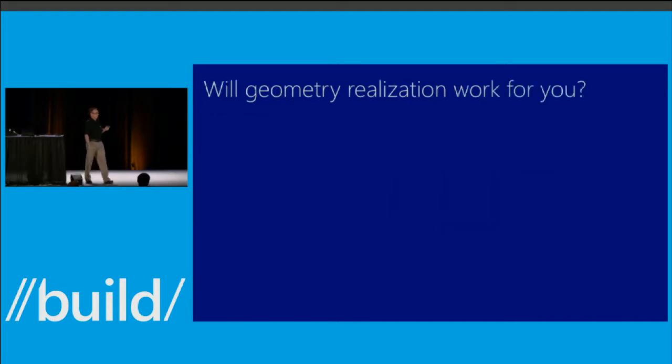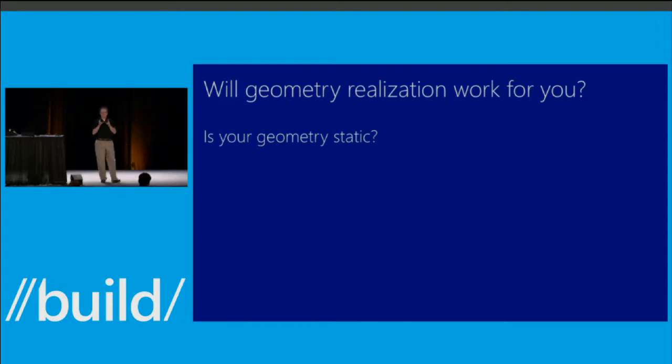So, will geometry realizations work for you? Because again, they are device dependent, so there are a couple of things to think about. One of the intents here is that we want to amortize the cost of that tessellation over multiple frames. To make that happen, your geometry needs to be thought of as static. And when I say static, I mean that its topology and its shape aren't changing on a frame-by-frame basis.